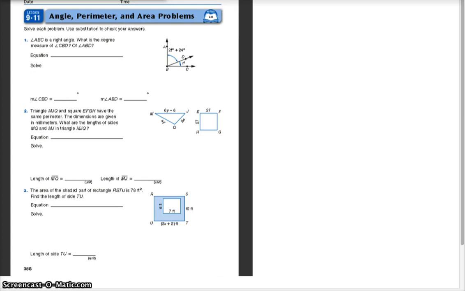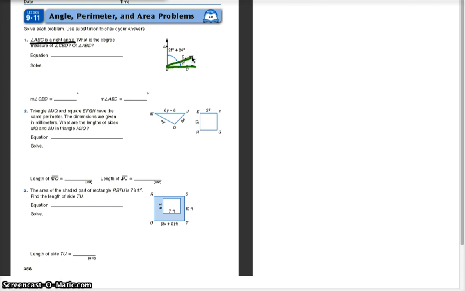And lastly, it's not always going to be volume or other things. We can apply it to angles. And again, you're going to have to think critically about what your total might be. So with number 1 here, it says ABC is a right angle. That's really significant. I'm going to underline that. What is the degree measure of angle CBD? So we're trying to find this one right here.